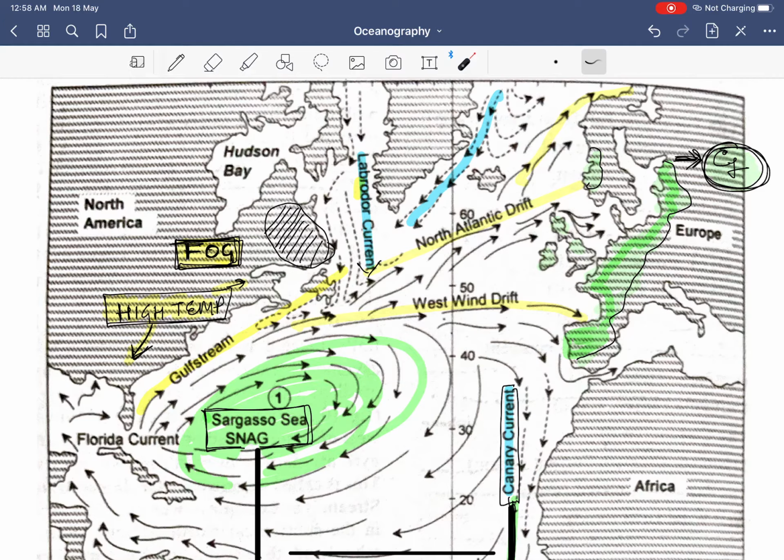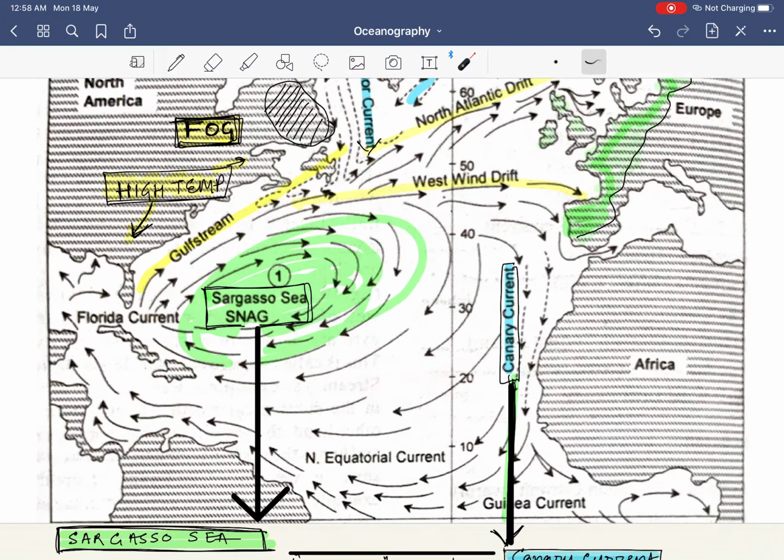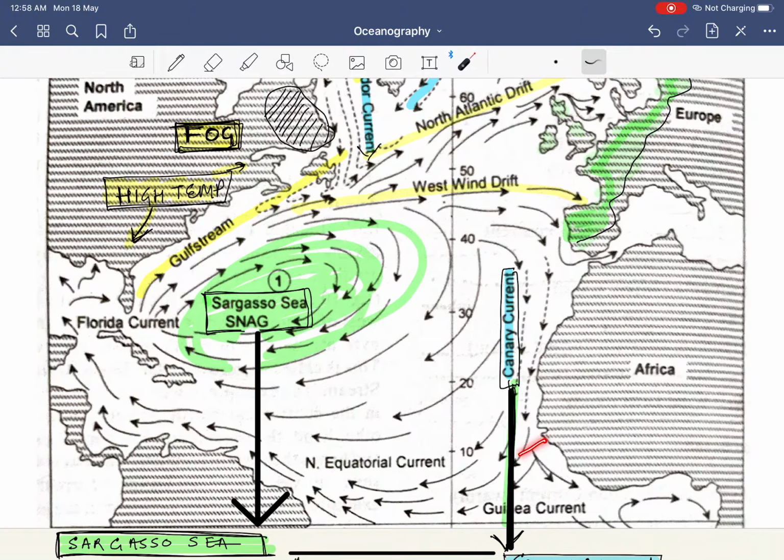Next, let's look at the North Atlantic Ocean. Within it, we have the North Equatorial current, which gives rise to the Gulf Stream. But look at this: one stream of the North Equatorial current moves over here and another moves into Florida. This is called the Florida current. From the Florida current there is a Gulf Stream. Now why is it called the Gulf Stream? Because it originates from the Gulf of Mexico.